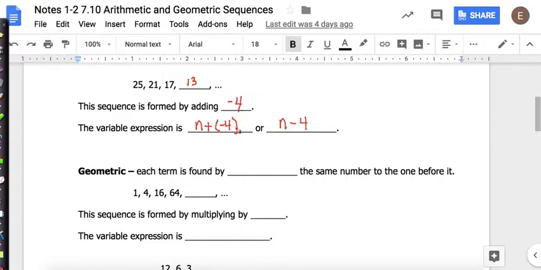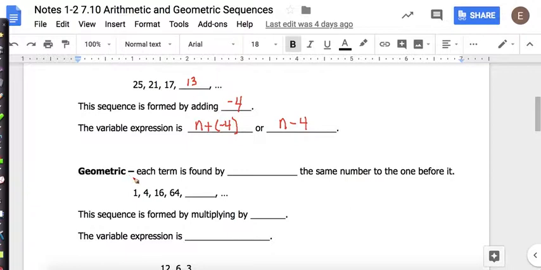Because adding a negative is the same as subtraction, people often say that arithmetic is an adding and subtracting pattern, but specifically the definition says that you're adding the same number each time.